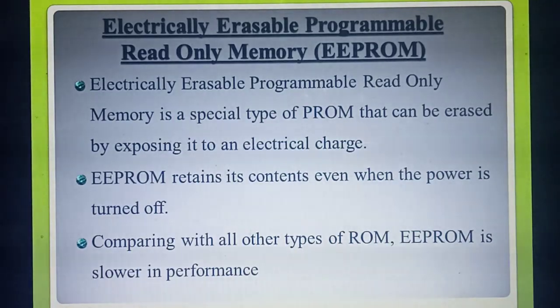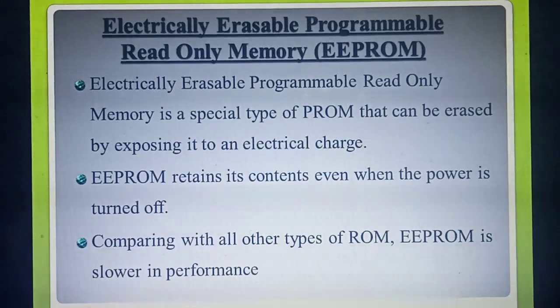Electrically erasable programmable read-only memory. The name itself says electrically erasable. So the contents can be erased by using which one? Electrical charge. Okay, so it is also a kind of PROM. EPROM you have studied, the contents can be erased by using which one? Ultraviolet rays, isn't it? But likewise in EEPROM, the contents can be erased by using what? Electrical charge. Okay, by means of electrical charge, electrical fluctuations, you can lose the contents.